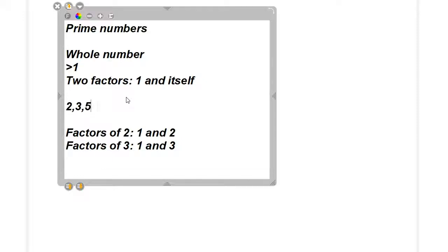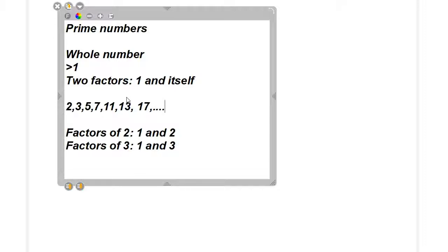5, okay, it can only be divided by 1 and 5. 6 can be divided by 2, so it's out. 7, no, 7 is a prime number because it can't be divided by anything else other than 7 and 1. Okay, we can continue, and these are some of the numbers that you get. You can try this exercise and see where it goes.